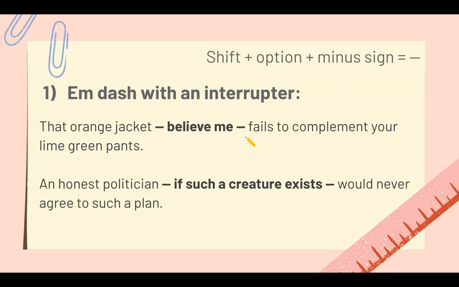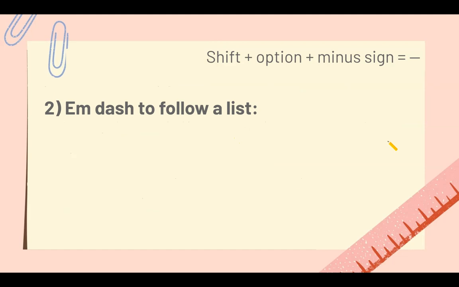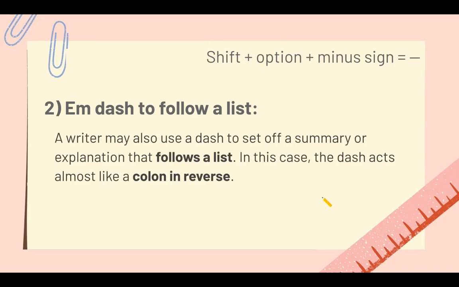The second and last way is with a list, right? An em dash can follow a list. A writer can use a dash to set off a summary and explanation that follows a list. In this case, the dash acts almost like a colon in reverse. Now remember, we just talked about colons, and I told you that colons introduce a list, right? So here, the dash follows the list.